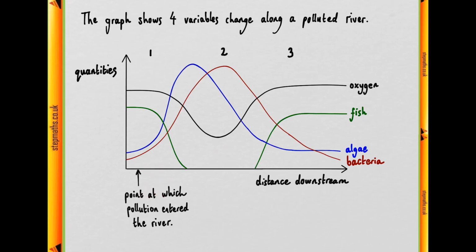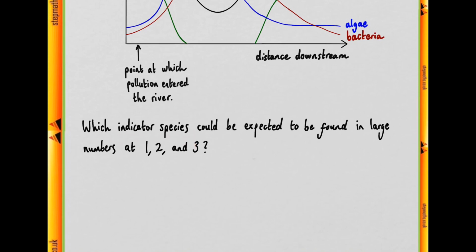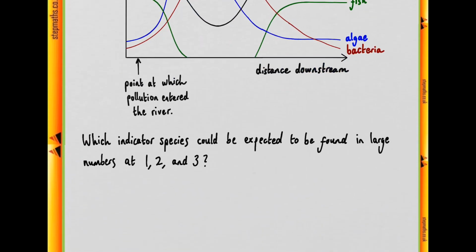After the point of pollution, there appears to be a gradual rise, rising to a peak at about 0.2 in the graph in the level of algae and bacteria, but there's a drop to the point of nothing in the population of fish, and there is a dip in the oxygen levels. Okay, so we're then asked which indicator species could be expected to be found in large numbers at points 1, 2 and 3 in our graph.